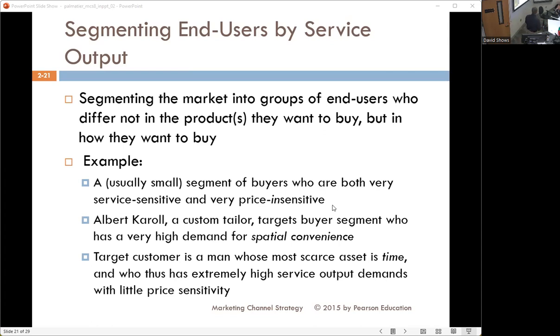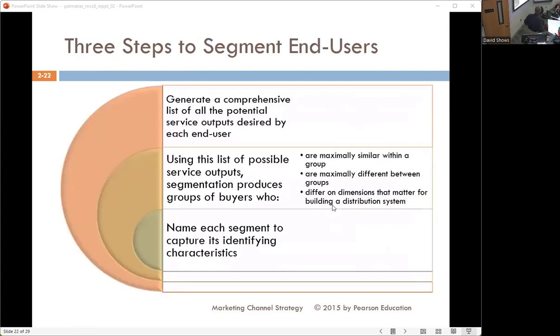So this is one of the ways that you do it. So what is the process? Well, here's the process that we have. You look at the group that you service, and you generate a comprehensive list of all of the service outputs that might be desired by your end users. So if I were doing this, I would come up with a list for my end users. And I would try to ask them, what are things that are important?